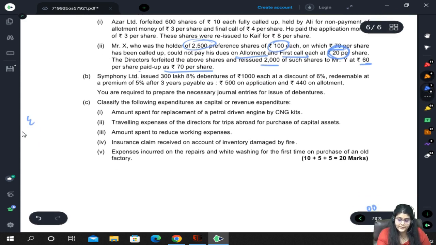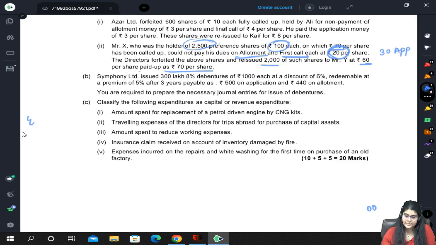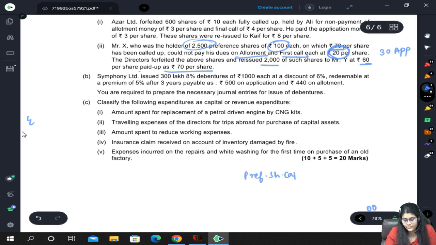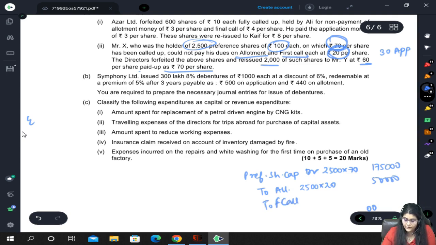So, from this we can see 40 was for allotment, 40 was for first call, which means 30 was on application, which Mr. X must have paid. So, first of all, let's cancel the calls which we have created on Mr. X. Preference share capital. We will only cancel 70 rupees for 2500 shares. Which means 175,000, cancelling allotment of 20 rupees, cancelling first call again of 20 rupees, and finally the share forfeiture account will be created for the amount which we received. So 2500 into 30, which is 75,000.